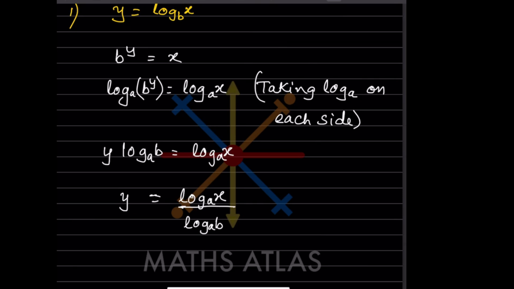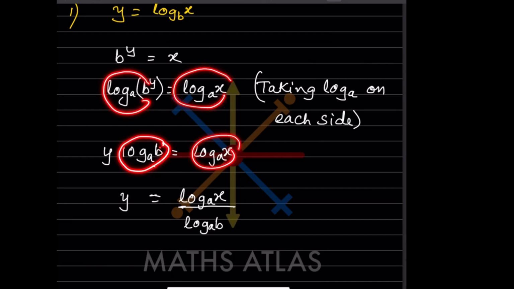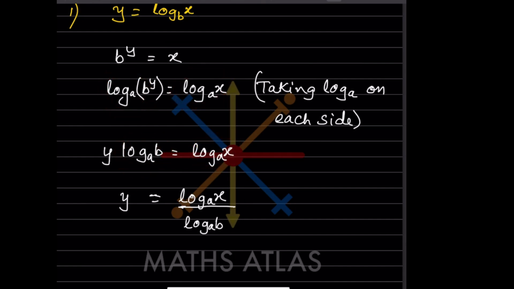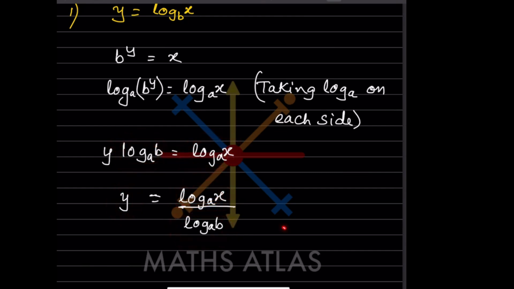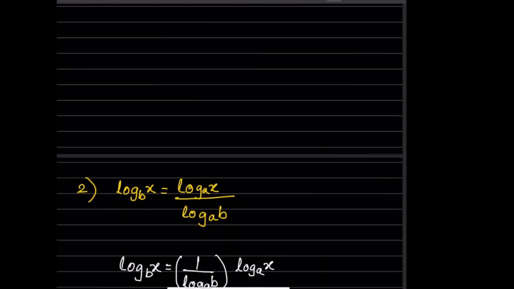So what will we get here? This will go here, so that will be y. This whole thing will be here, log of b to the base a, and this the same. So we will find the value of y. So y will be this the same, but this is actually multiplication, so this is going to get divided. So this will go here. So this is the answer.